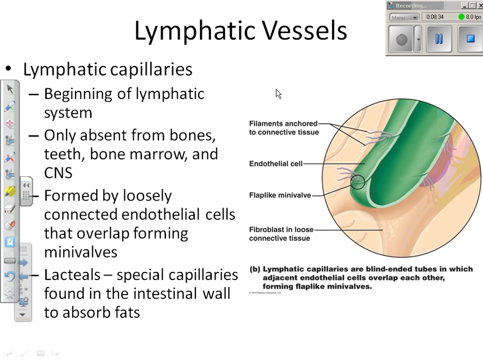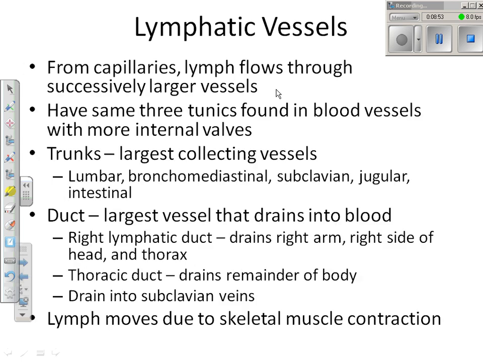You also have lacteals. These are specialized lymphatic capillary beds that are found in the intestinal wall to absorb fats. And they're just a little bit different than the lymphatic vessels, but they actually have a different purpose, to collect the fats. All right, so lymphatic vessels form capillaries, and you saw how they anastomosed and kind of intertwined in the capillary beds with the blood vessels. But lymphatic vessels have their own little capillaries, and that's what you see intertwined into the capillary beds. Lymph flows through successively larger vessels.